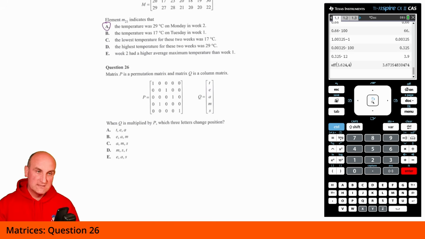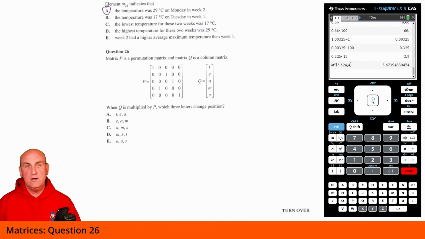Matrix P is a permutation matrix and matrix Q is a column matrix. When Q is multiplied by P, which three letters change position? Now this comes down to your understanding of, do you know what a leading diagonal does? The leading diagonal for a permutation matrix is really important because when you have a 1 on that leading diagonal, it means that those things do not change place. So in that situation, the first element and the fifth element won't change place, which means that E, A, and M will change place. And I think it says which three letters do change position. B is my correct answer.